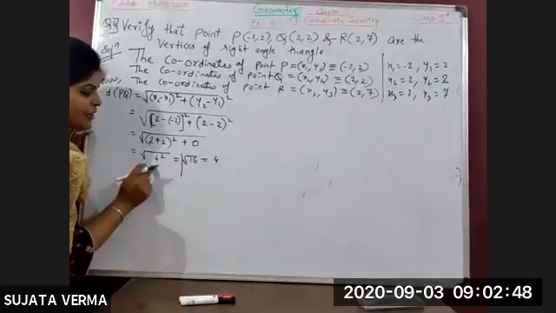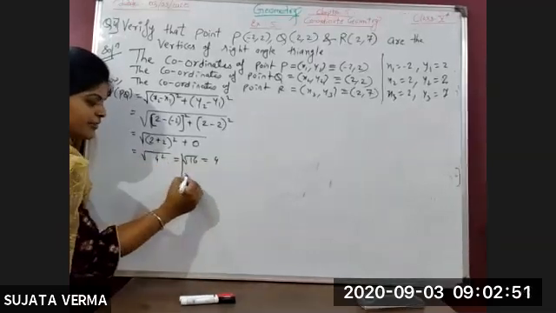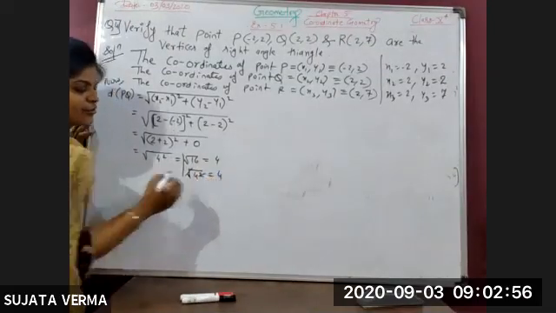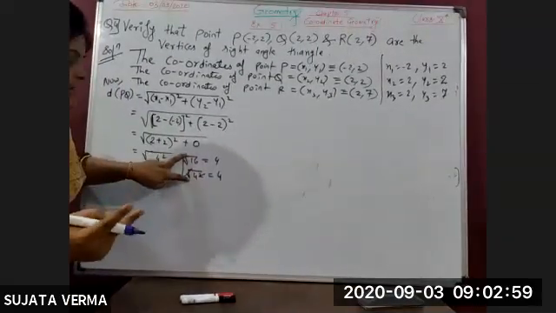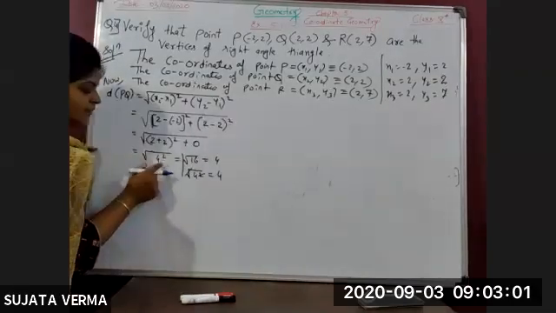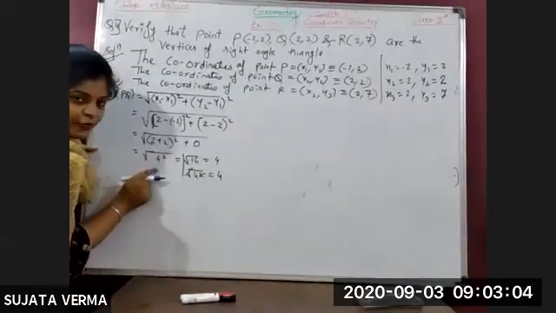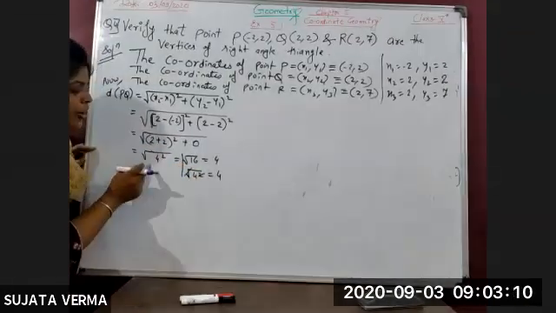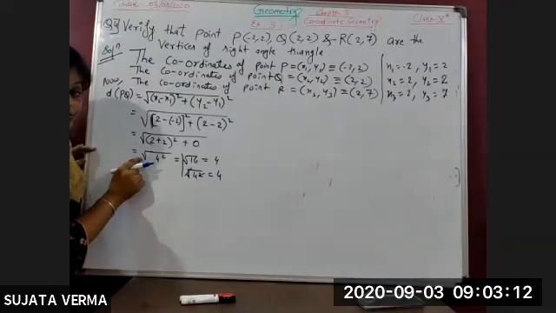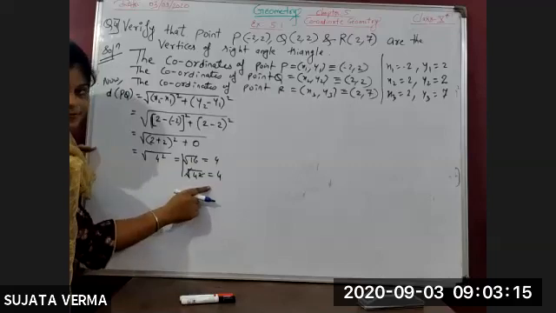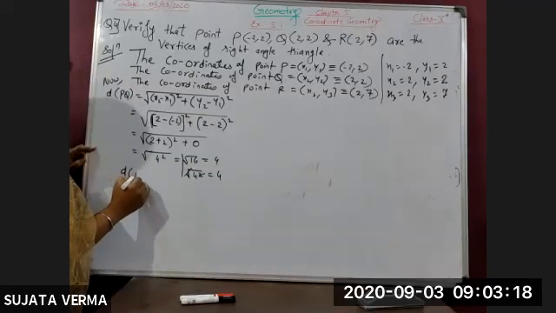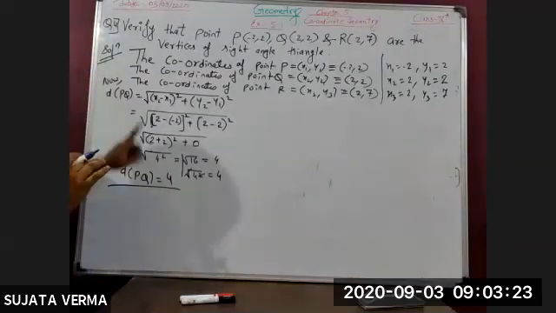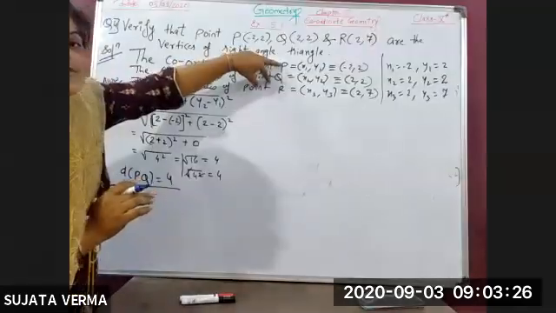Or you can also solve this directly: root and square get cancelled, so 4. There are two methods to solve this type of question. You can first find the square of 4, that is 16, and the root of 16 is 4. Or you can directly say that square and root get cancelled, we get 4. Now finally we get the distance between PQ is equal to 4. Here we found only one side, that is the distance of PQ.